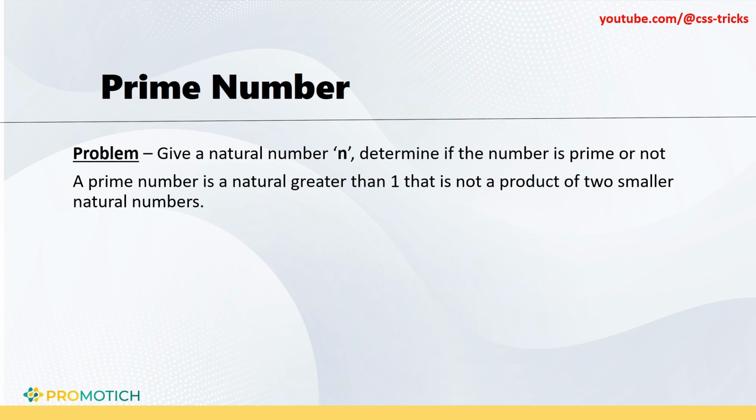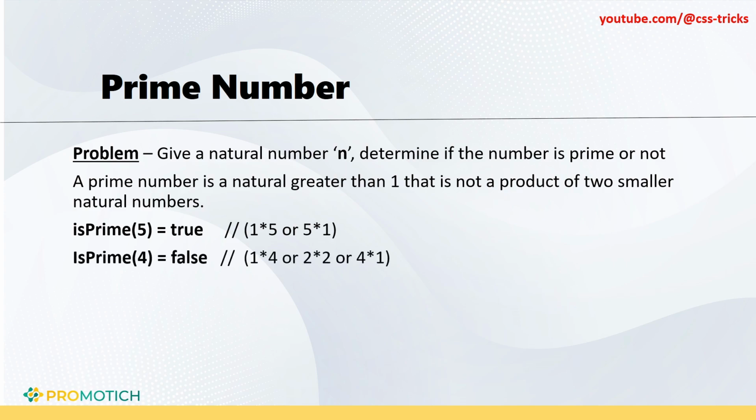Well, a prime number is a natural number greater than 1 that is not a product of two smaller natural numbers. For example, isPrime of 5 is true since it can only be expressed as 1 into 5 or 5 into 1. isPrime of 4, on the other hand, returns false since it can be expressed as 2 times 2. If you've understood the problem statement, please pause the video and try to solve the problem.